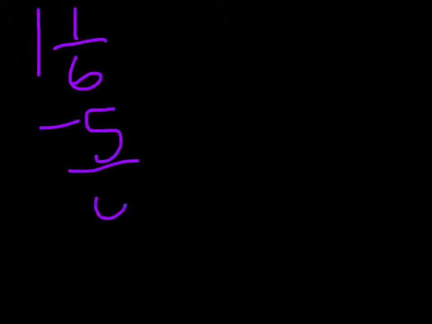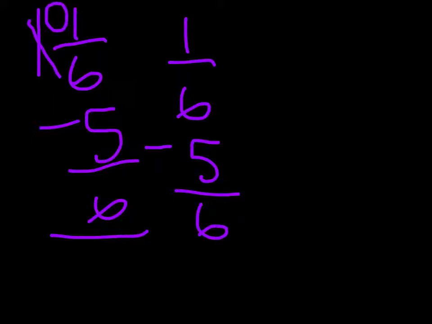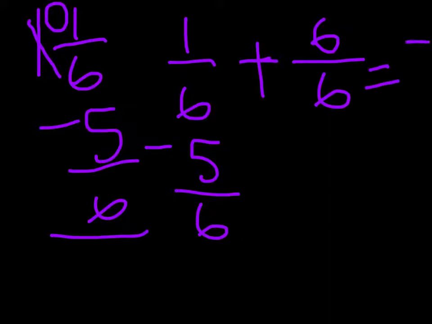And so our problem here is going to be 1 1/6 minus 1 5/6. So 1/6 minus 5/6, and you can't do that. So we have to take from our 1, make it a 0, and then put 6. So 1/6 plus 6 equals 7/6.